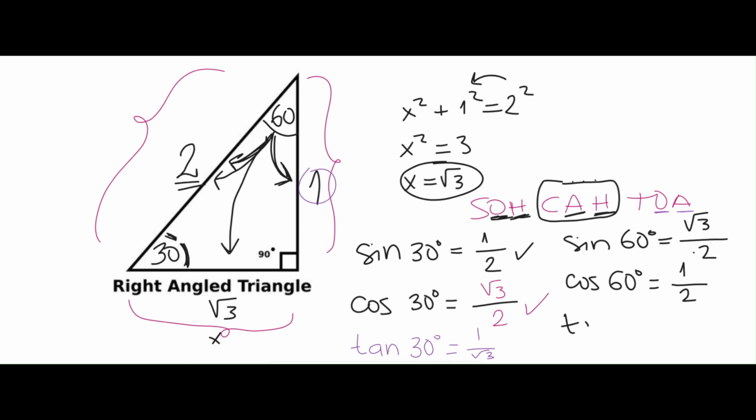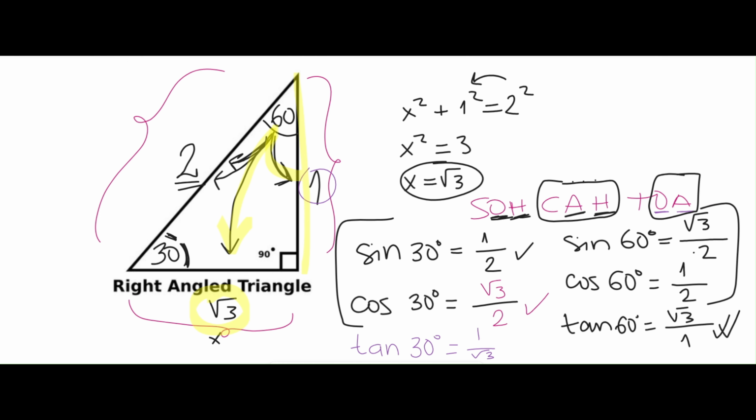And then if we want to find the tangent of 60 degrees, we can do it as well. It will be opposite over adjacent. Opposite to 60 degrees is radical 3. So radical 3 over adjacent to 60 degrees, which is 1, means radical 3 over 1, which is basically radical 3 only. Now, remember these values here because we will use them later for the unit circle.